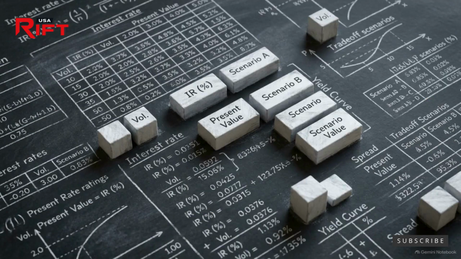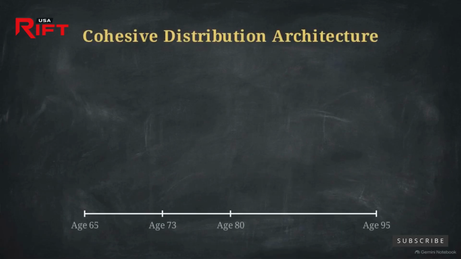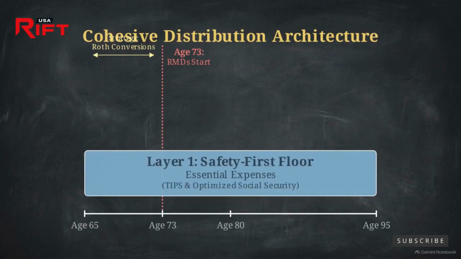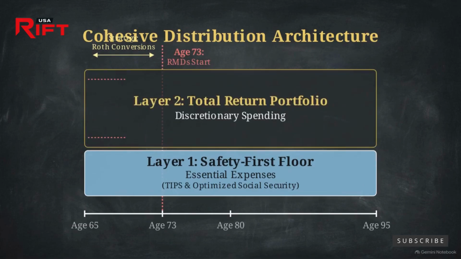Optimizing Social Security is not a universal mandate to delay. It is a mathematical trade-off based on your specific portfolio yield assumptions. Let's synthesize this into a cohesive retirement architecture. Layer 1 is your safety-first floor, using TIPS and optimized claiming for essential expenses. Layer 2 is a total return portfolio with dynamic guardrails for discretionary spending.